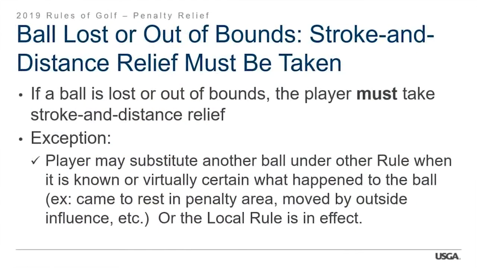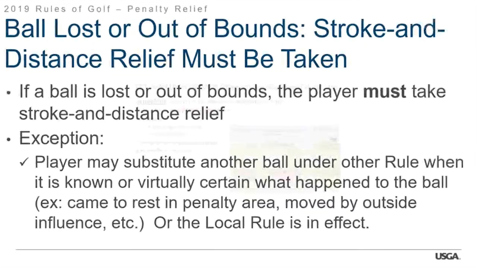Right? If the ball is lost or out of bounds, the player must, there's that word, must take stroke and distance relief. Right behind that must, there's an exception. So a player may substitute another ball under another rule when it is known or virtually certain what happened to the ball. For example, it came to rest in a penalty area, or the local rule is in effect that we now have for a ball out of bounds that we will talk about a little bit later. But if another rule applies, we do not have to go through stroke and distance. And that's what this exception is all about. And we will get very in-depth into those exceptions.